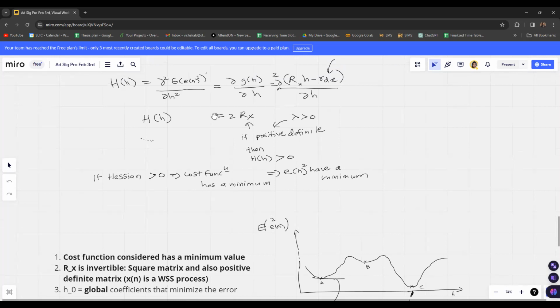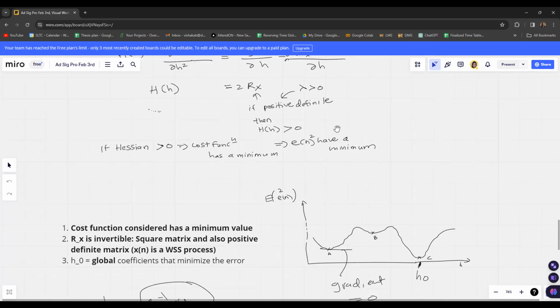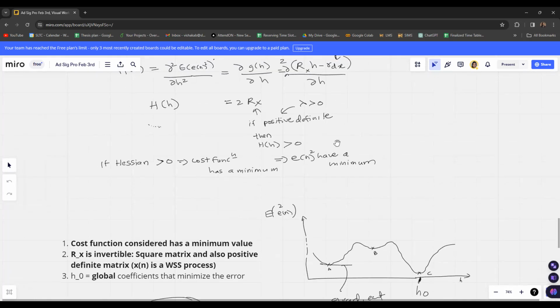So if the value of Hessian of a certain matrix is above 0, positive, that means that function is a convex function. So what I mean by a convex function, right? Do you know about convex functions? Anyone?